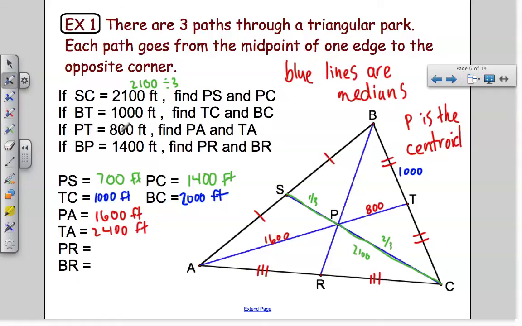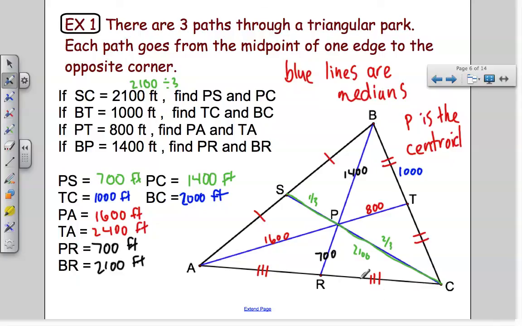And finally, BP is 1400 feet. So this segment is 1400 feet. Now this is a part of the median from the centroid back to the vertex. I know from the centroid to the midpoint of that side is half of this distance. 1400 divided by 2 is 700 for PR. And then BR, which is the entire median, would be 1400 plus 700, or 700 times 3, which is also 2100 feet, like this median.